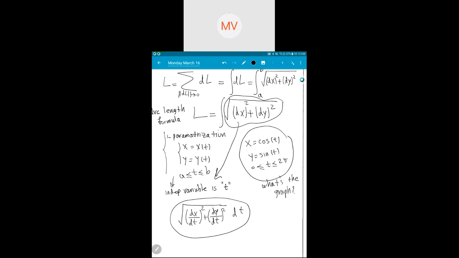Now if we integrate this from t equals a to t equals b, then we simply have a length formula for parametrization. So that's the formula for the arc length in the case of a parametrization. Let's go ahead and do an example. In fact, let's do the example for this one right here.